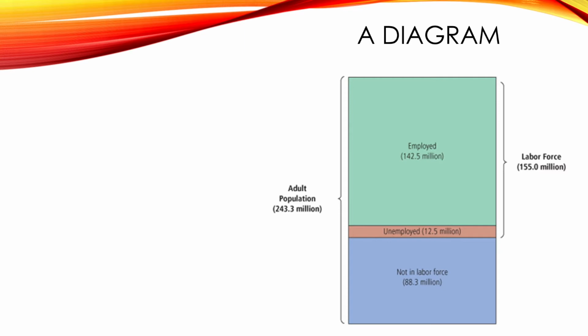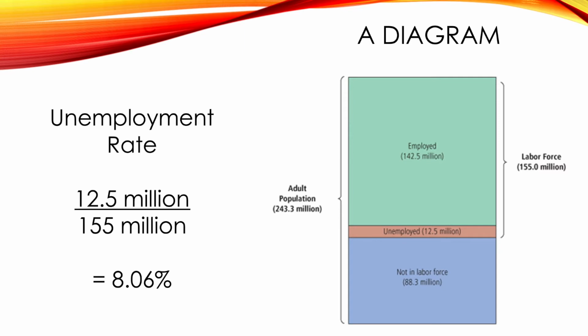So I'll pause. You can pause the video if you'd like to, because I'm going to give the answer in 3, 2, 1. So this would be the unemployment rate. We have 12.5 million people who are unemployed, divided by 155 million people in the labor force. And if you do that math, that comes out to be 8.06%. And that's an actual unemployment statistic from the United States.